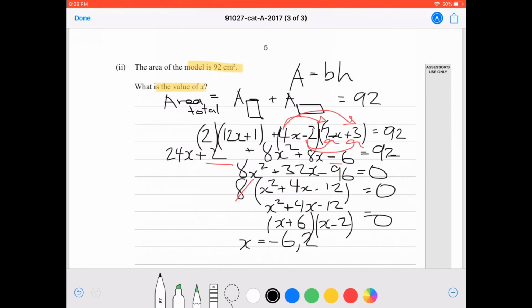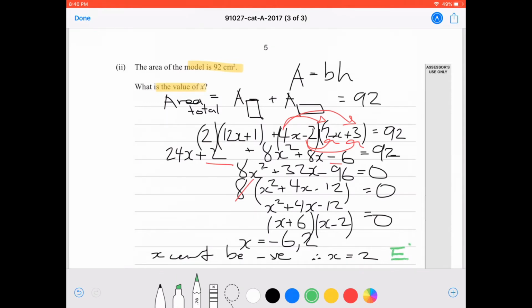Obviously, we're working with a shape, so we've got lengths, and so x in this case cannot be negative. Can't be negative, meaning minus 6 is not a valid answer, so the only answer is x equals 2. Okay, and a correct solution here gets you the excellence grade.